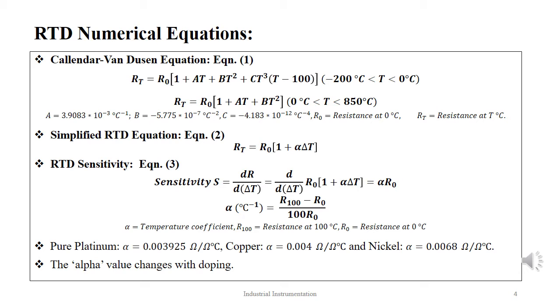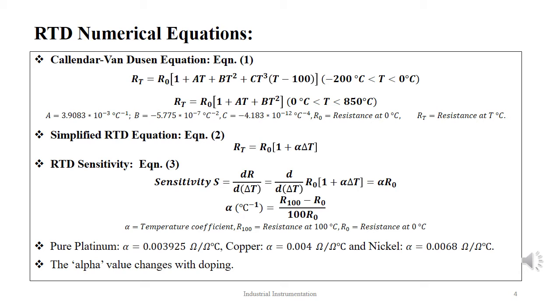However, there is a simpler and linear resistance to temperature relationship that acts as the working formula in RTD operation as shown below. Here, alpha is a function of the sensor element's resistance value at both 0 degrees Celsius and 100 degrees Celsius. We have the equation RT equal to R0 into 1 plus alpha del T. The device sensitivity is calculated as sensitivity is equal to dR by d del T, and alpha is given as R100 minus R0 by 100 into R0.